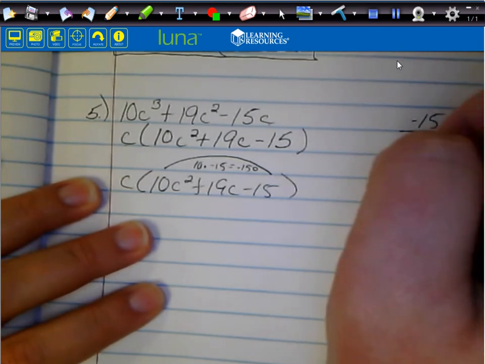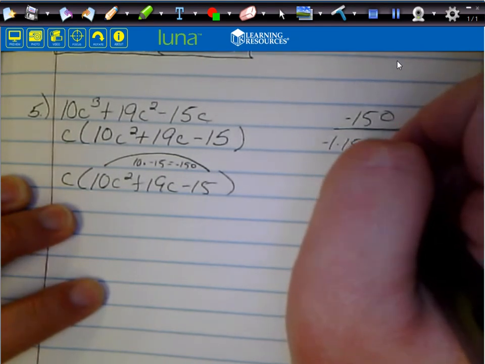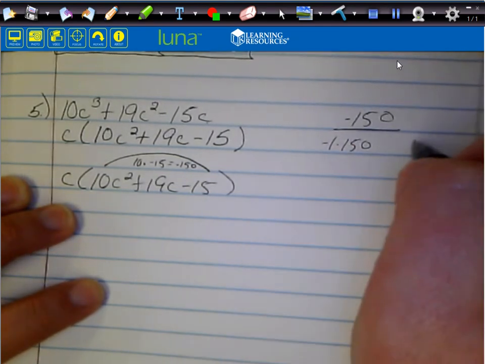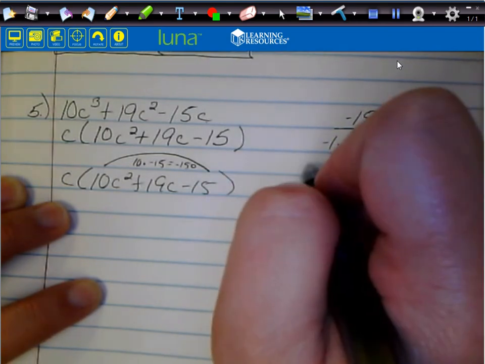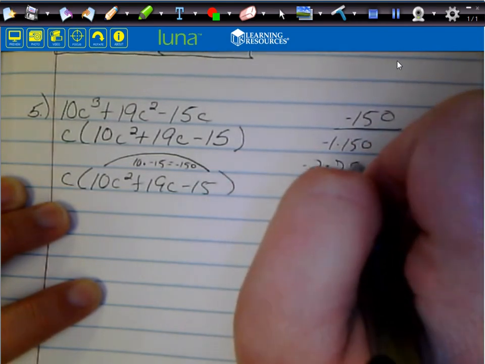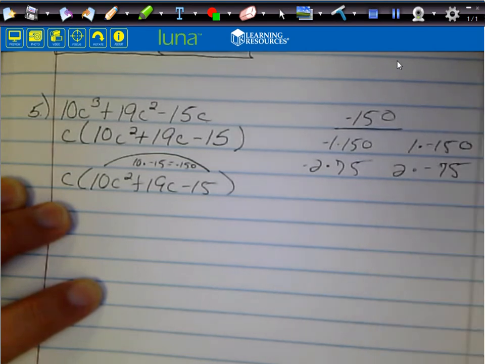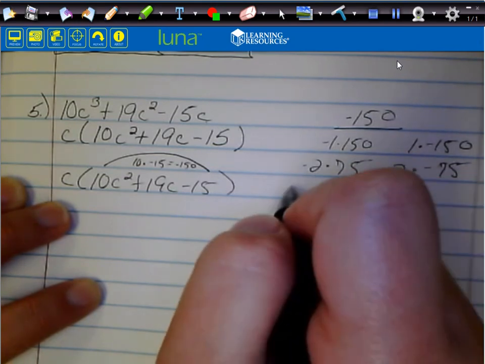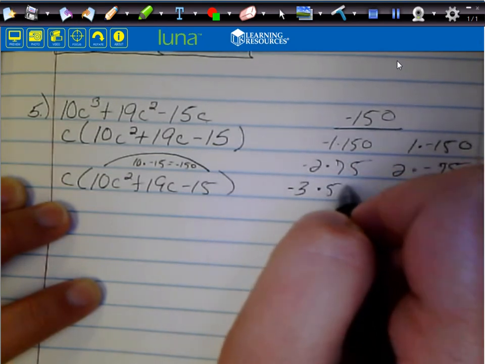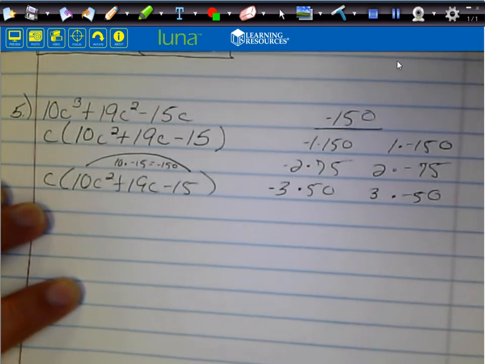Of course, my first one's always 1. Let's get that over a little bit. 1 and 150. So I'm going to say negative 1 and 150 and 1 and negative 150. Because again, when I have a negative, I have to list both. Then when I divide 150 by 2, I get 75. So I'm going to say negative 2 and 75, and 2 and negative 75. When I divide 150 by 3, I get 50. So I'm going to say negative 3 and 50, and 3 and negative 50.